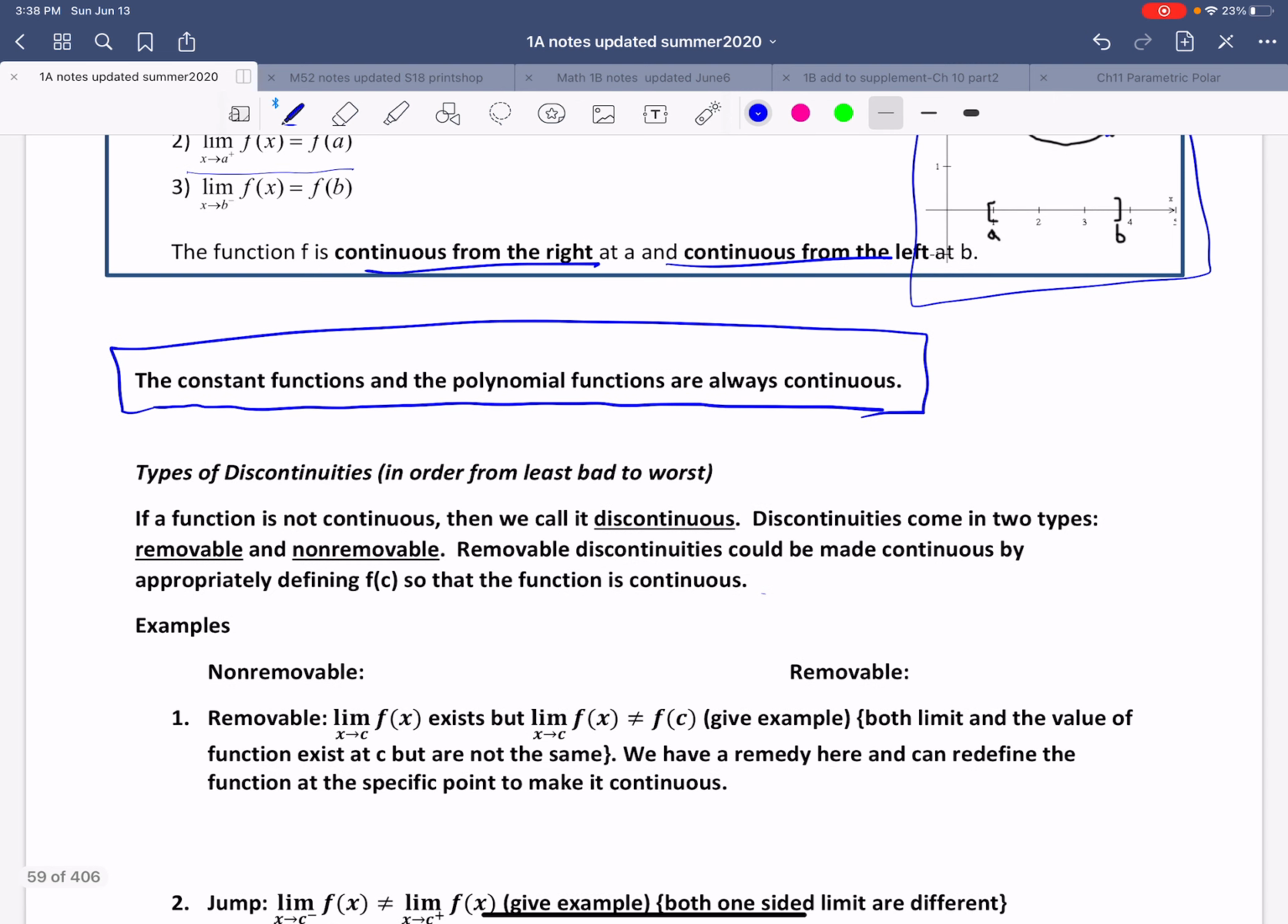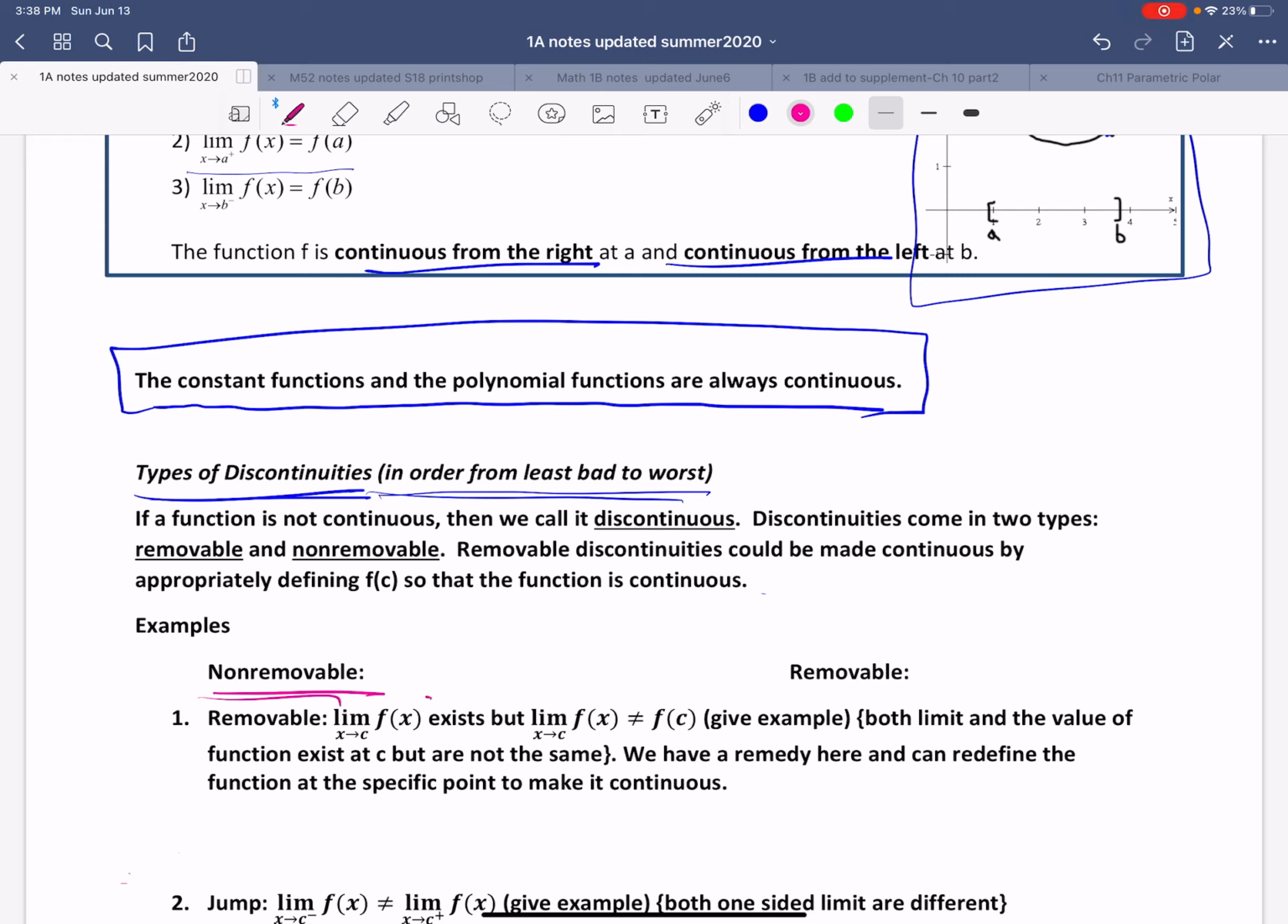The types of discontinuities. Now we're going to discuss the types of discontinuities. There are several kinds of discontinuities. Some are really bad, some are not so bad, some are curable, some are not curable. So let's look at the types of discontinuities. First one, we have removable discontinuities.